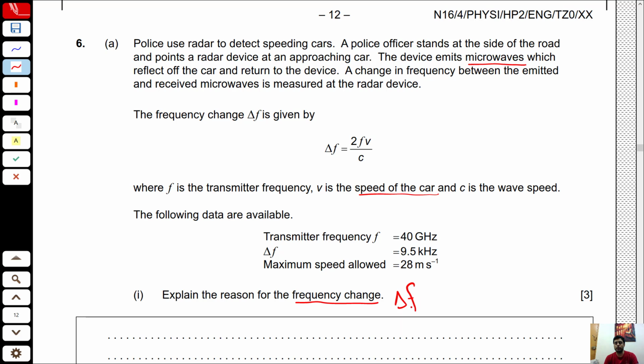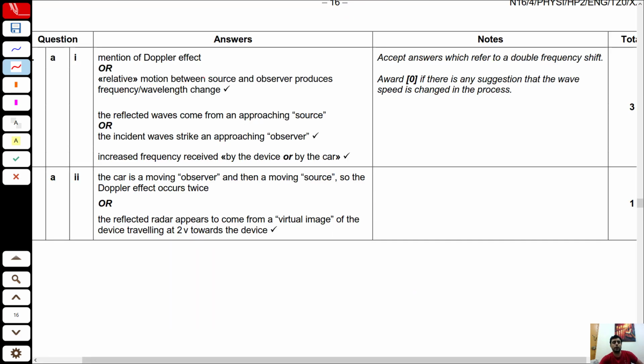Obviously the frequency changes because there's a Doppler effect. You need to mention that there is a Doppler effect because there is a relative motion between the observer, which is the car, and the source, which is the radar gun. Right, so let's see what the options are. This relative motion between the observer and the source produces a change in wavelength that ultimately results in a change in frequency.